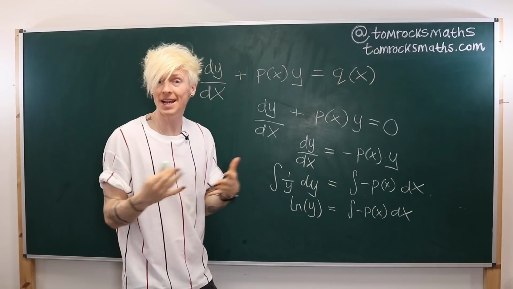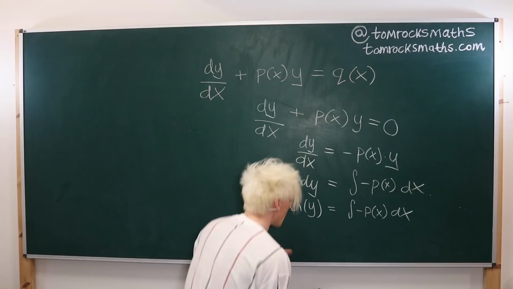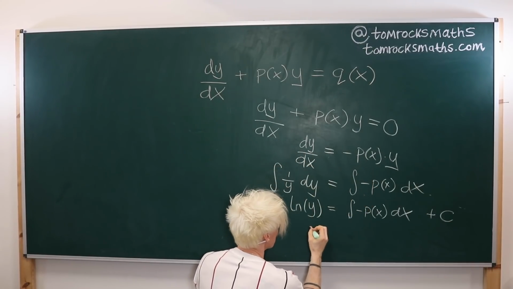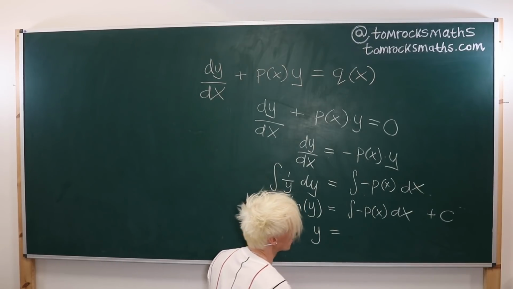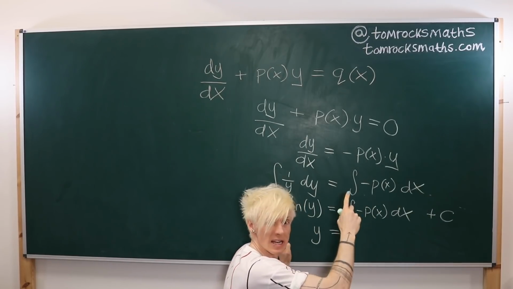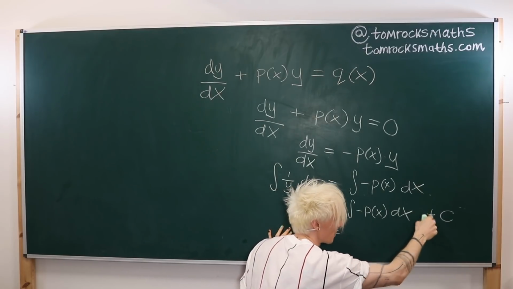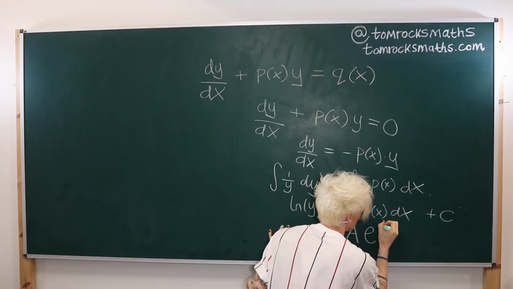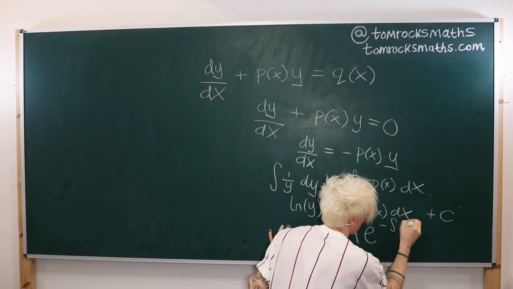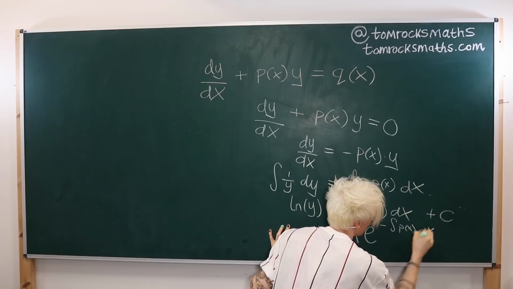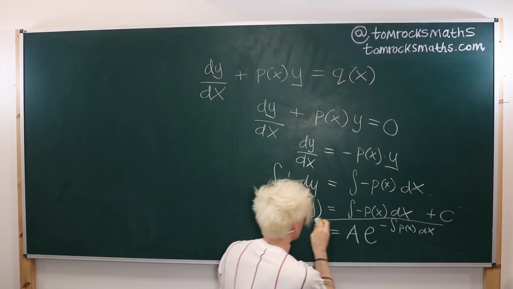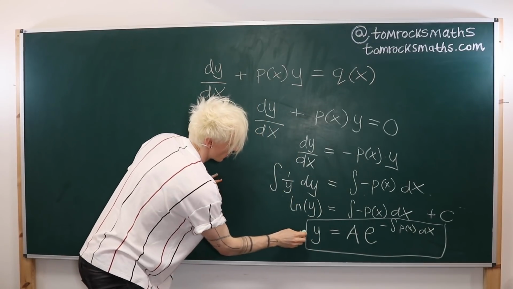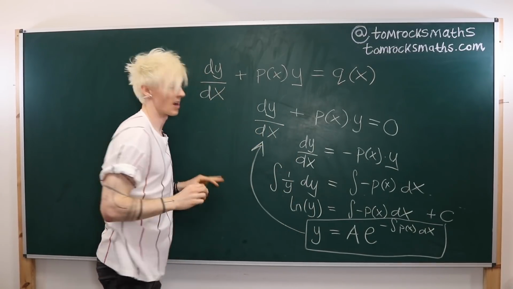But we can now say what the answer is, because if I exponentiate both sides, and there would of course be a plus c, I get y equals e to the integral, and then multiply by e to a constant, so let's call that a, times e to the minus the integral of p of x dx. And this is the solution to our homogeneous equation up here.